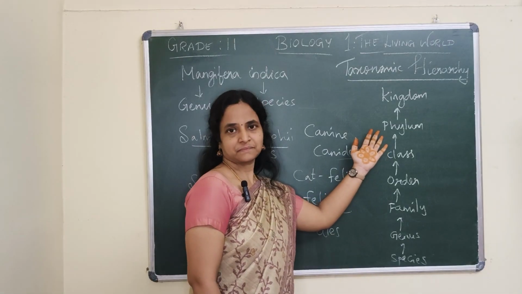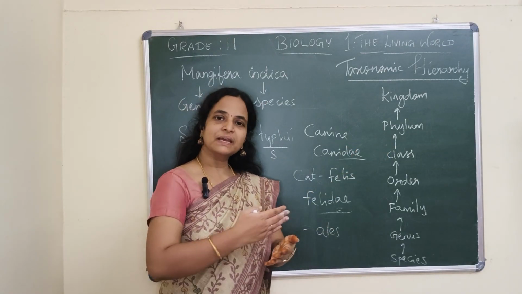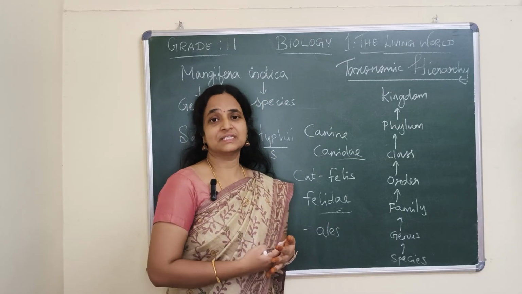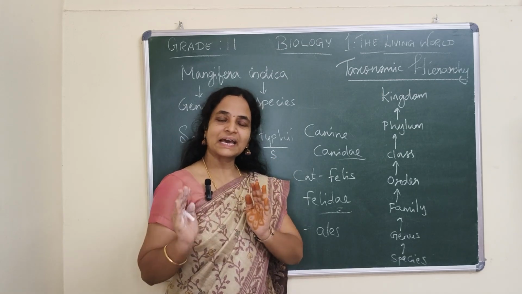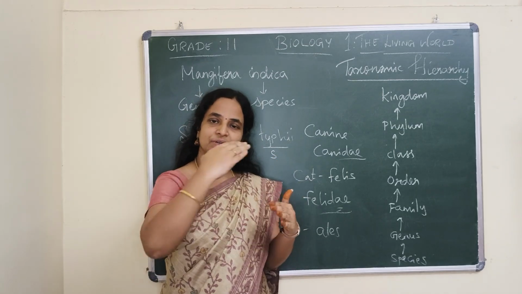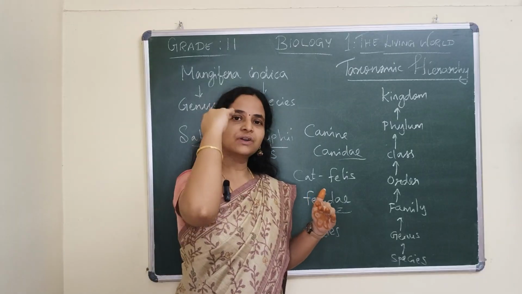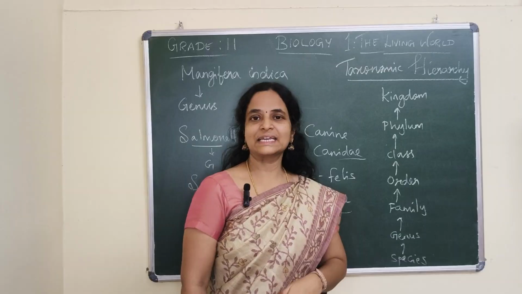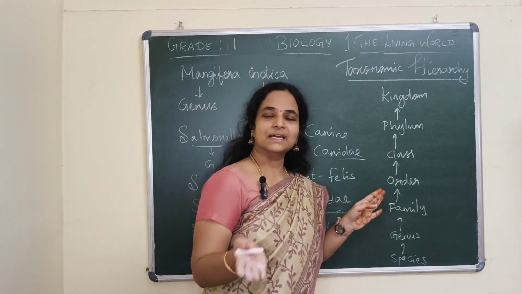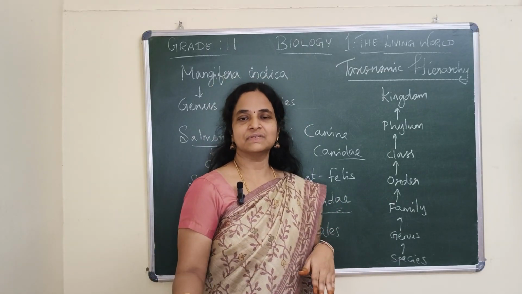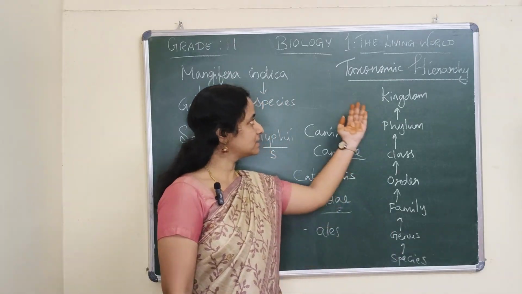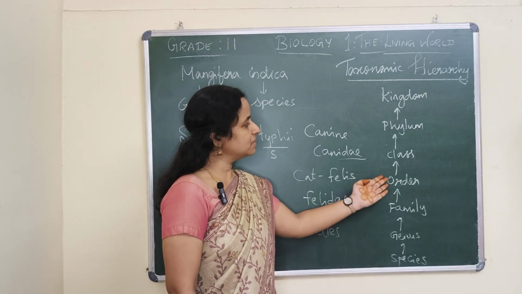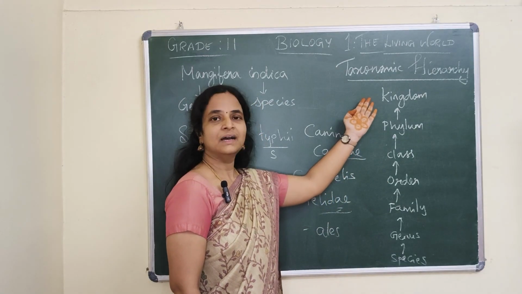Then comes the phylum. Based on different characters like presence of spinal cord or presence of neural system, we classify all the organisms in different groups. And the last, the highest hierarchy, is kingdom, which will include whether it comes under plant or animal. Okay, so our taxonomic hierarchy starts with species, genus, family, order, class, phylum, and kingdom.